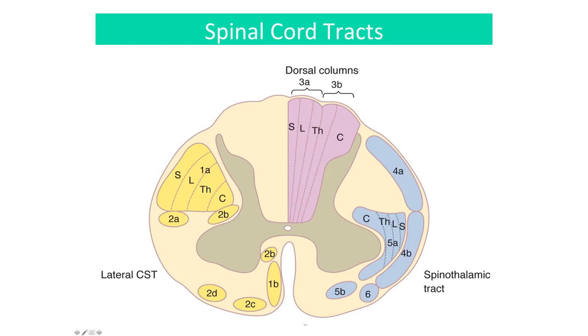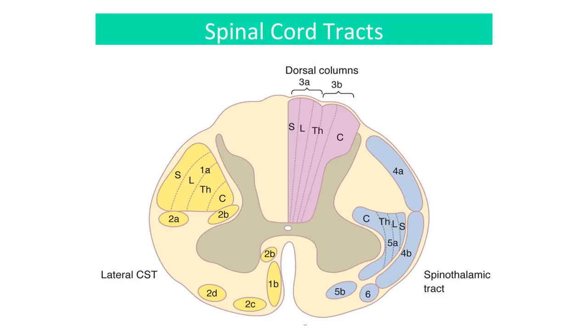So before we get into details about the dorsal columns, I want to show you a picture, and you see there in purple the dorsal columns. And we'll talk about the names of these areas and more details about the location, the anatomy, as we talk about the tract in a second. But I just want to give you an overview and show you that picture.